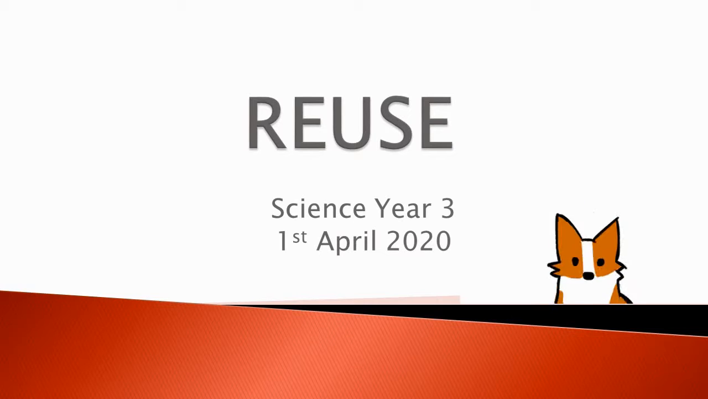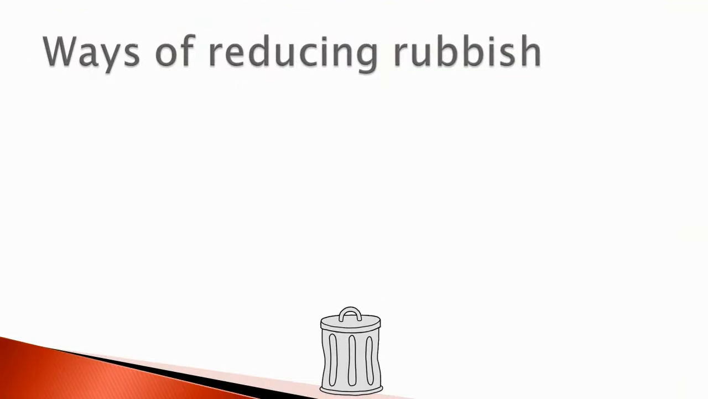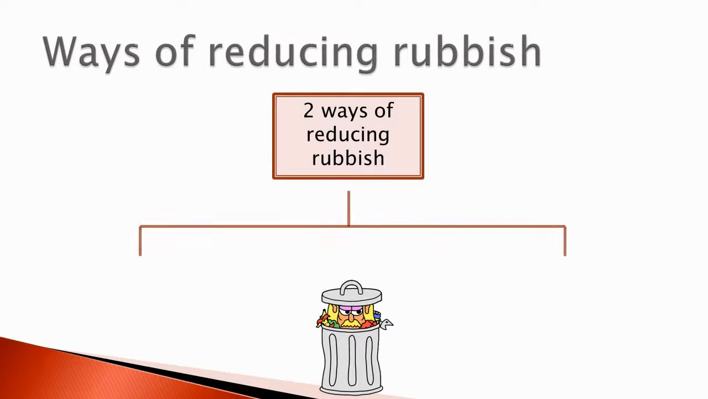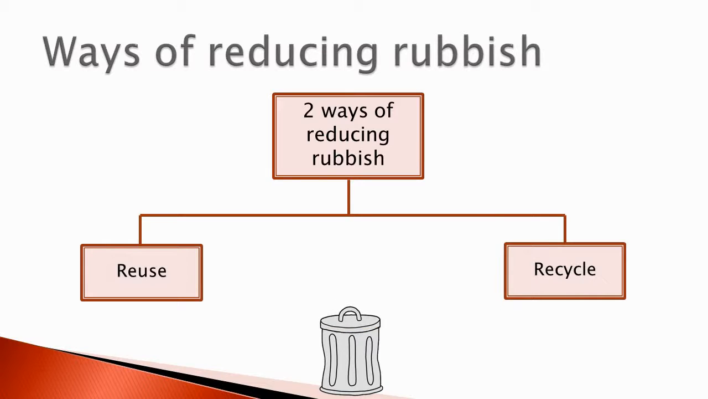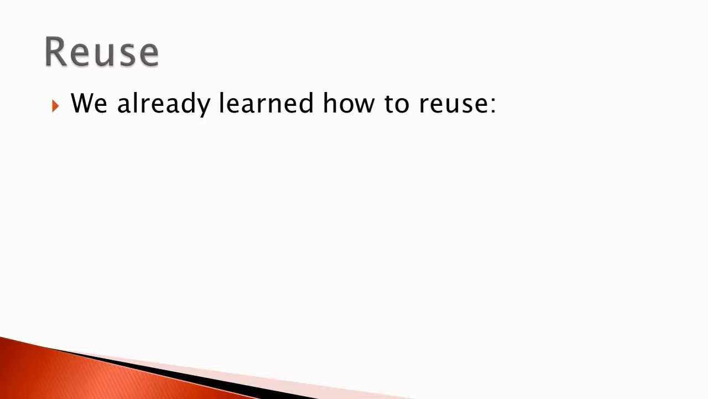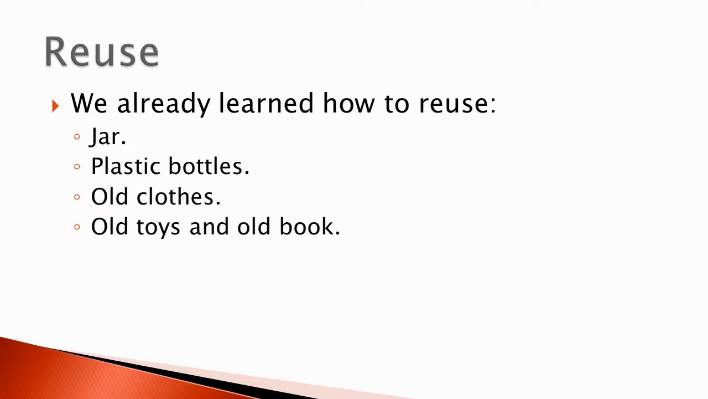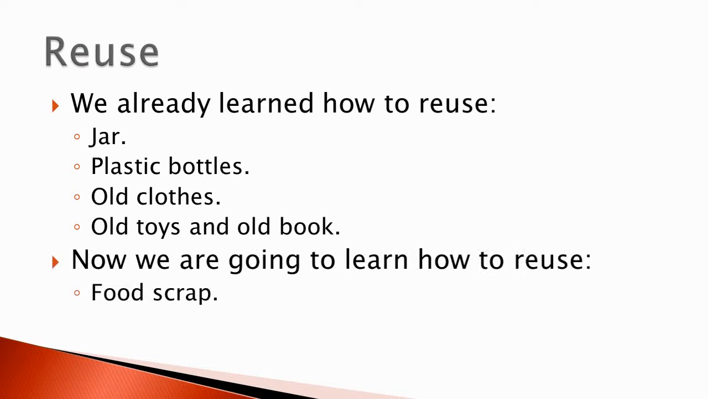Today we are going to learn the last bit of reuse. Before that, let's do a little bit of drilling. As you all learned, there are two ways of reducing rubbish. The first one is by reusing old stuff, and the second one is by recycling. So far, we already learned how to reuse jars, plastic bottles, old clothes, old toys, and old books. Now, we are going to learn how to reuse food scraps.